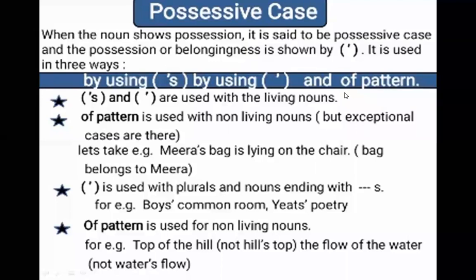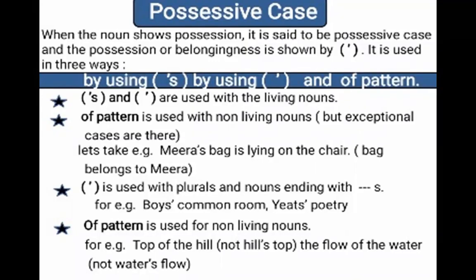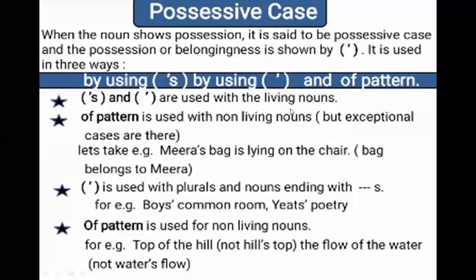Rooms of this house, rooms of this building, something non-living. This "of" pattern is used for the non-living. With the living things only, this apostrophe S is used. The "of" pattern is used with the non-living thing. Fine. First rule, this rule you should remember.